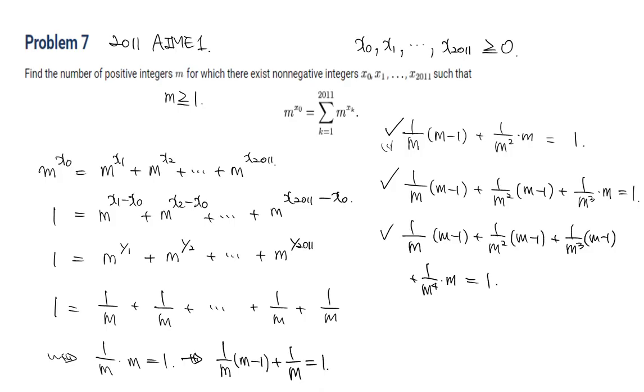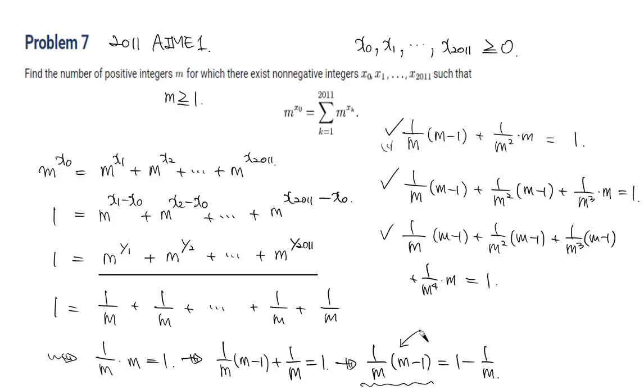Okay, so let's try to look at this carefully and nicely. If you choose one of the terms on the bottom, like m to the power of y1, m to the power of y2, all the way to m to the power of y sub 2011, if you choose one of the terms that is equivalent to 1 over m, and if we push that term to the right side, I think we'll get 1 over m times m minus 1 equals 1 minus 1 over m. How many terms do we need here? I think we need to have 2010 terms.